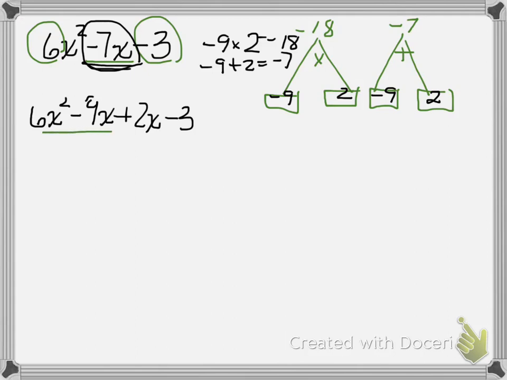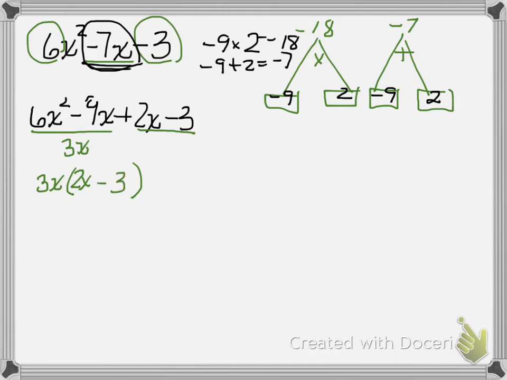So pairing them up, we look at our first pair. We have 6x squared minus 9x. Our greatest common factor is going to be a 3x. So we'll go ahead and we'll factor that out. And what we have, the first term is going to be 6x squared divided by 3x, which is 2x. The second term is a negative 9x divided by 3x, so that's going to give us a minus 3.